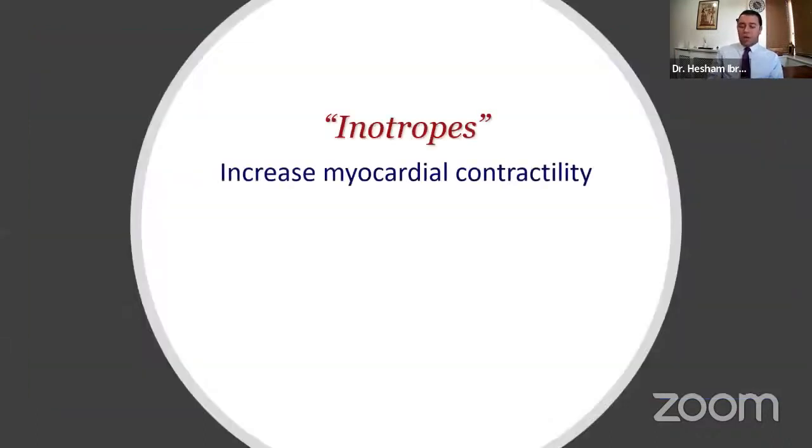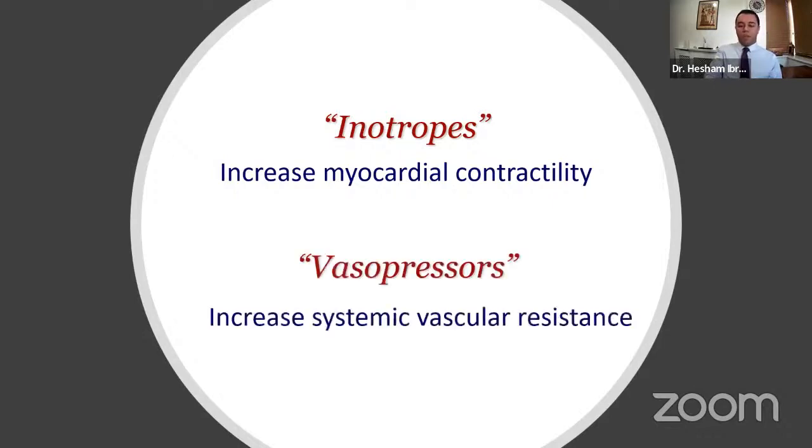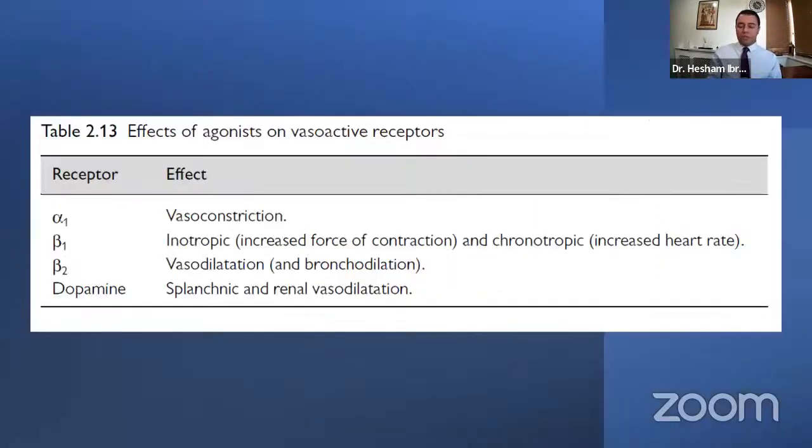The inotropes are the drugs that will increase the myocardial contractility, will act on the heart muscle to increase the contractility to improve the stroke volume, while the vasopressors are the drugs that will increase the systemic vascular resistance. These are drugs that will cause peripheral vasoconstriction to improve the blood pressure. To understand how they both work, you'll need to understand the receptors that they work on.